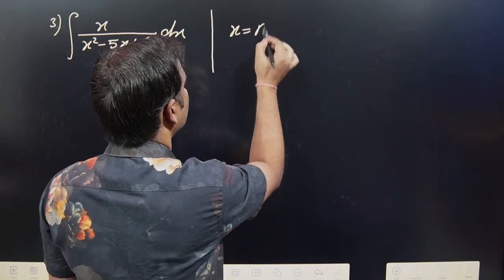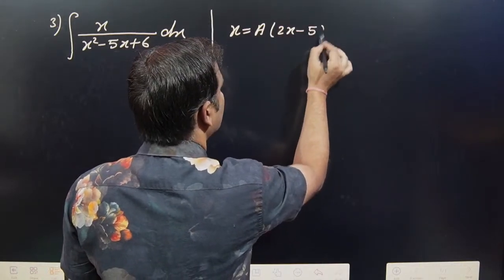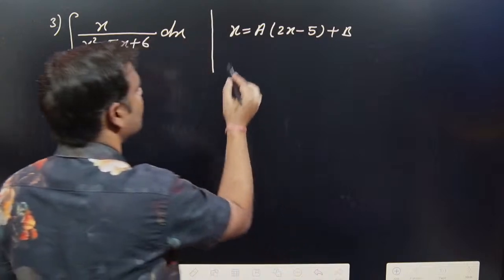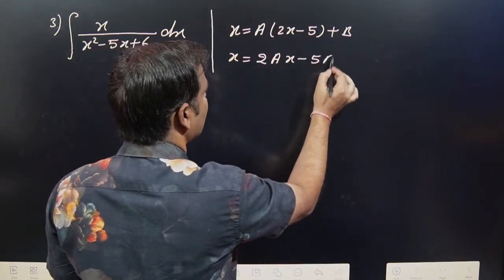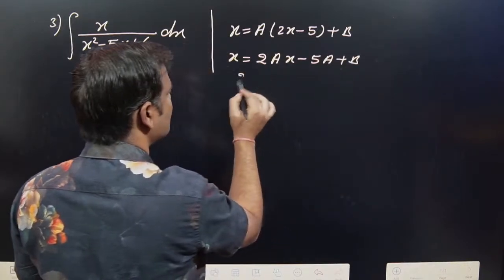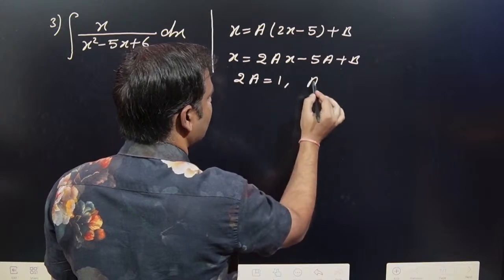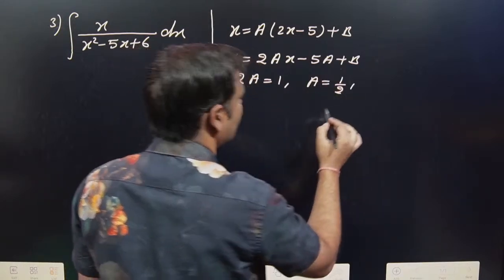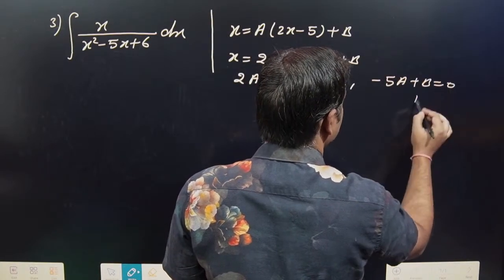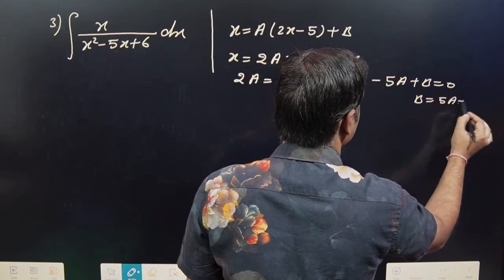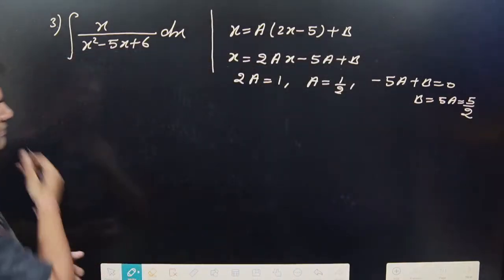x is equal to a into the differentiation of the denominator plus b. So x is equal to 2a into x minus 5a plus b. Compare: 2a is equal to 1, so a is equal to half. Then minus 5a plus b is equal to 0, so b is equal to 5a. So you can say b is 5 upon 2.